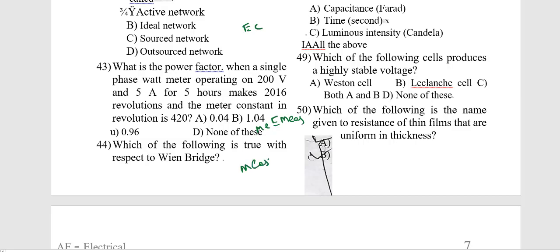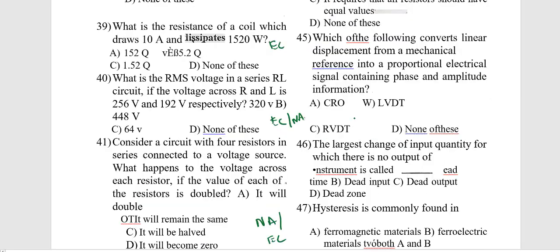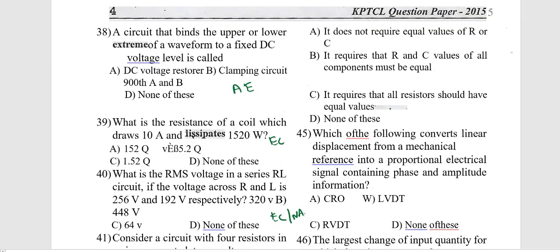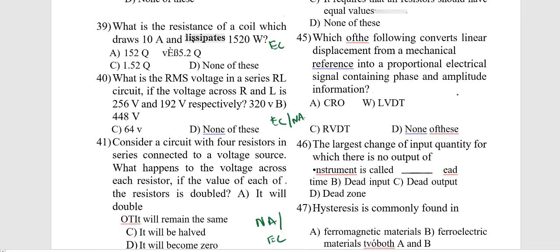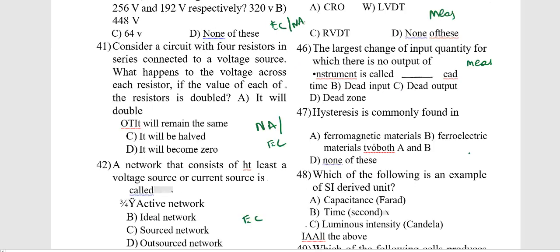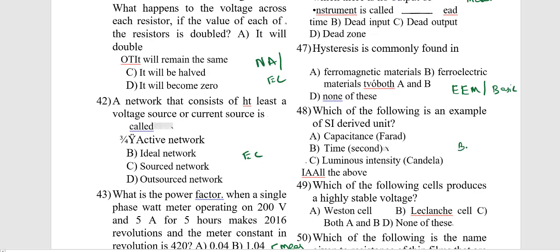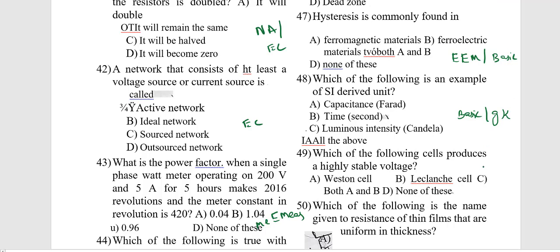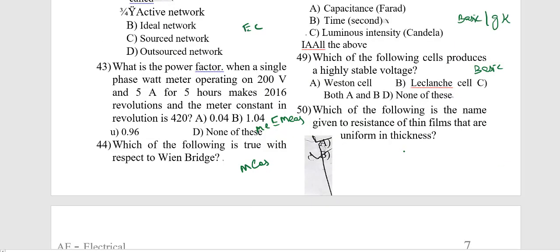Wien bridge, so that is measurements. Wien bridge is actually used to measure frequency. Again measurements, and this one actually we can take electrical engineering materials or basic. Again this is also basic or general knowledge question. Again this one basic, but many of us can't answer this question.